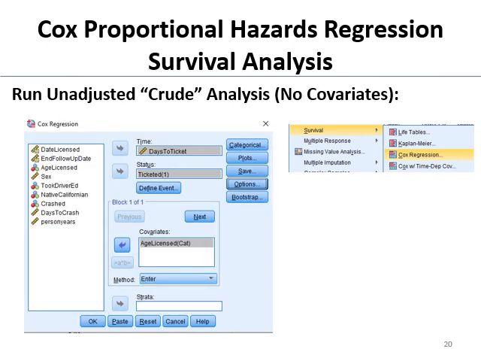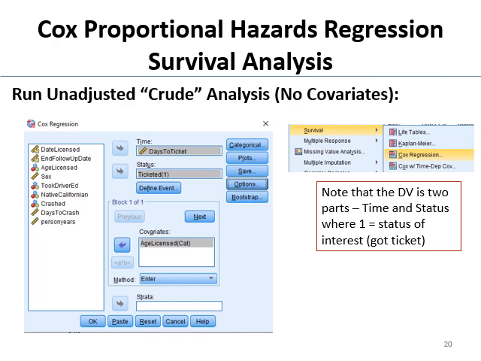And note what I've done here under time. It's two pieces for the dependent variable. You've got to put the time and the status variable. And in the status variable, you have to tell it which level you want to predict. 1 was they got a ticket, 0 was they didn't. So we do tell it 1 is the status that we want to predict.